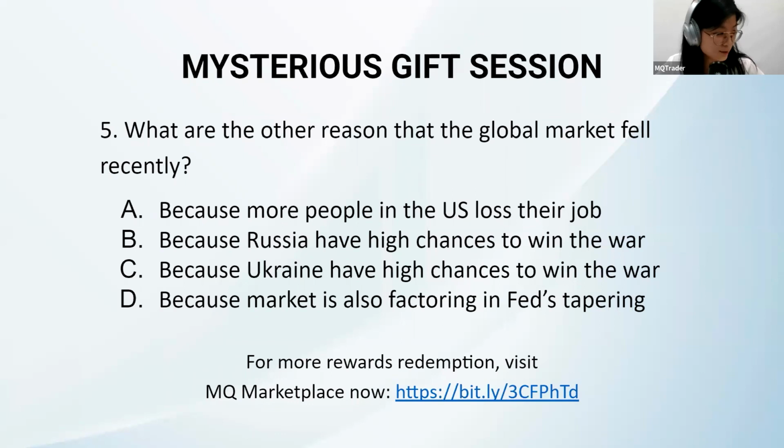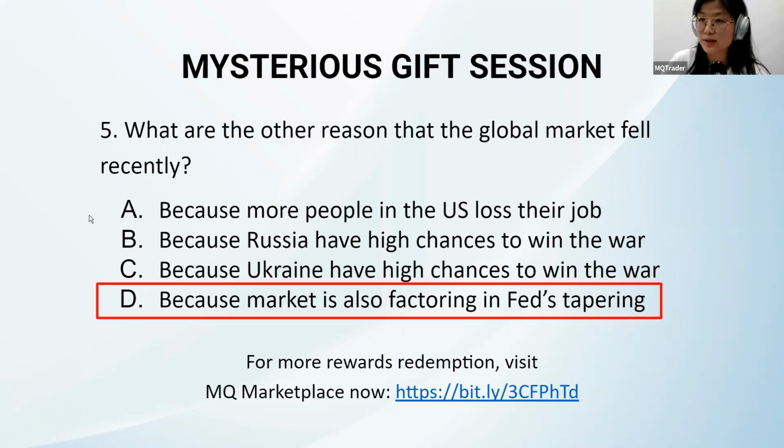I see someone answer F. There's no F option here. Okay, so I think many of you got it correct. Let me show you the correct answer. It's D, because the market is actually factoring in the Fed's tapering effect. So the US is actually cutting down on their asset exposure also. And that's why the market actually fell, partly of the reason.